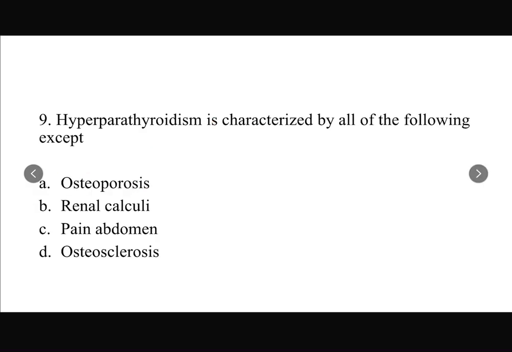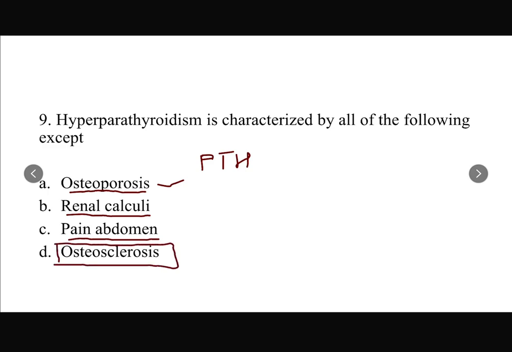Hyperparathyroidism is characterized by all of the following except. Hyperparathyroidism is a condition where there is excessive production of PTH hormone, so that there is destruction of the bone, so it causes osteoporosis, and there is increased calcium excretion resulting in renal calculi. Due to increased calcium, they can also result in pain abdomen. So osteosclerosis is not seen in hyperparathyroidism. So that's the answer.